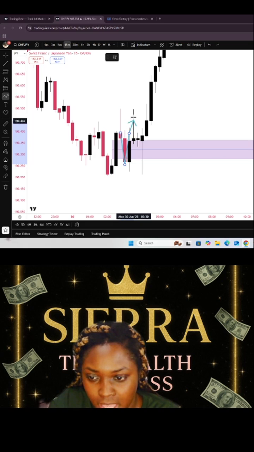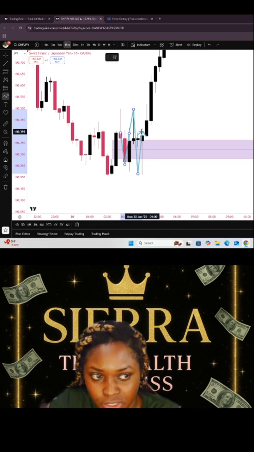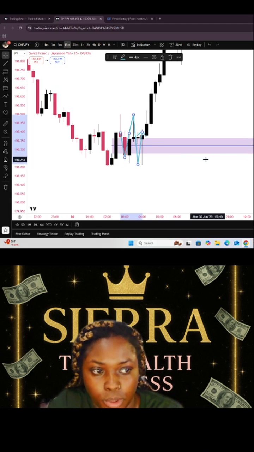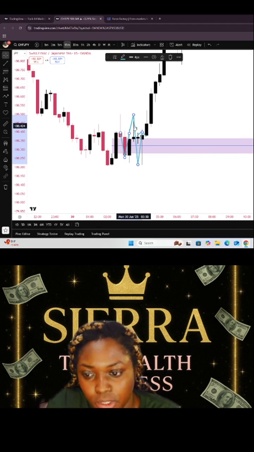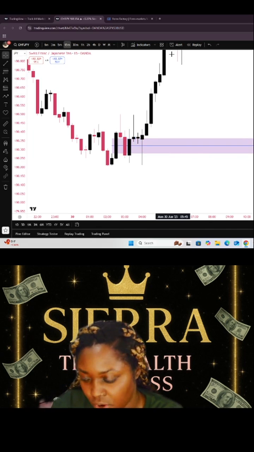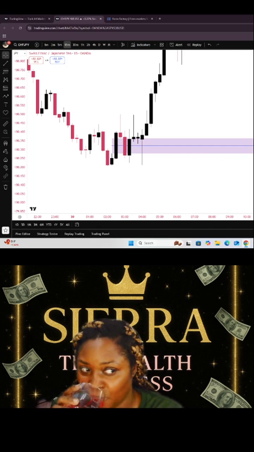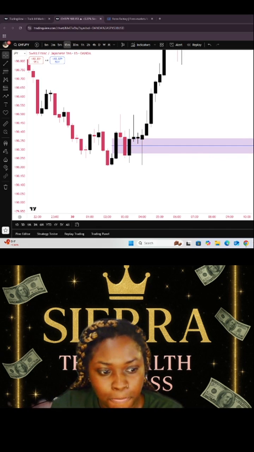Okay? And then it bought some more, and then it sold. But it didn't close underneath this zone. The candle body is above the zone. So it closed above the zone. And then price continued higher, as it should have, because it's a bullish fair value gap. Do you understand that? You see?